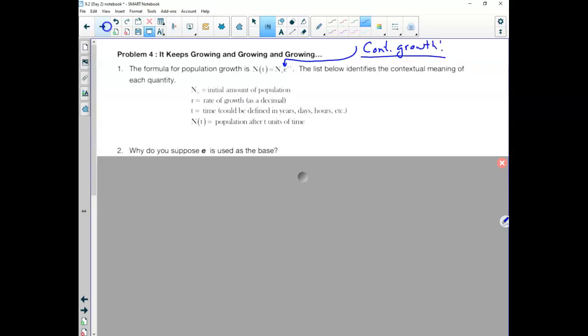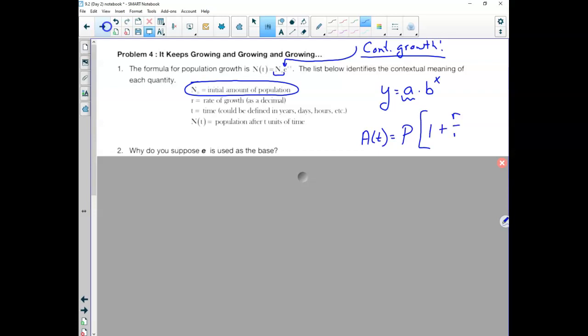Okay, continuous growth. And the little formula there, that little n sub naught, that's my initial population. That is like when I'm thinking of y equals a times b to the power of x, that little n naught is just like my a. That's my starting value. That's just like when I'm thinking of my account balance in terms of time equals P times 1 plus r over n raised to the n times t. Well, this P is like my n naught.